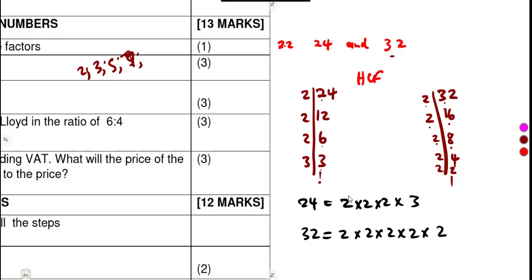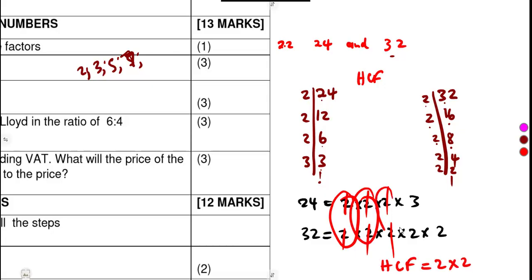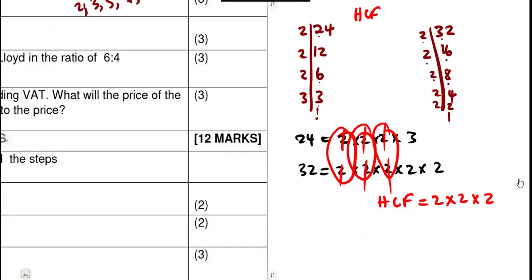So the 2 here is common, right? The 2 here is common. The 2 here is common. These ones are not common. So the HCF is supposed to be common throughout. So there's this 2, there's also this part of 2, and this part of 2. You multiply those together. So 2 times 2 times 2 is going to give us what? 2 times 2, that's 4, times 2, which is 8.